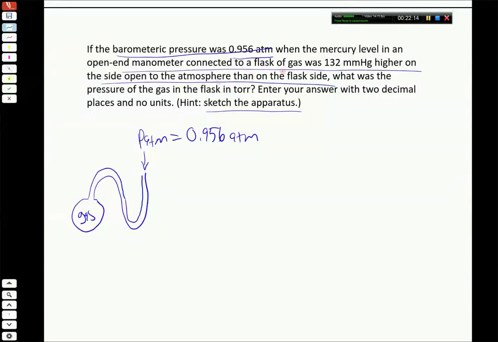And then we're told that the mercury level is higher on the side open to the atmosphere. So when we sketch the mercury level out, it's going to look something like this. And this difference here in distances was 132 millimeters. Now the fact that it's higher on the side of the atmosphere means that the gas is pushing down harder than the atmosphere. That causes this imbalance where this has a higher pressure than the atmospheric pressure. And so what that means is that the pressure of our gas is going to be the atmospheric pressure plus the difference, which is 132 millimeters.